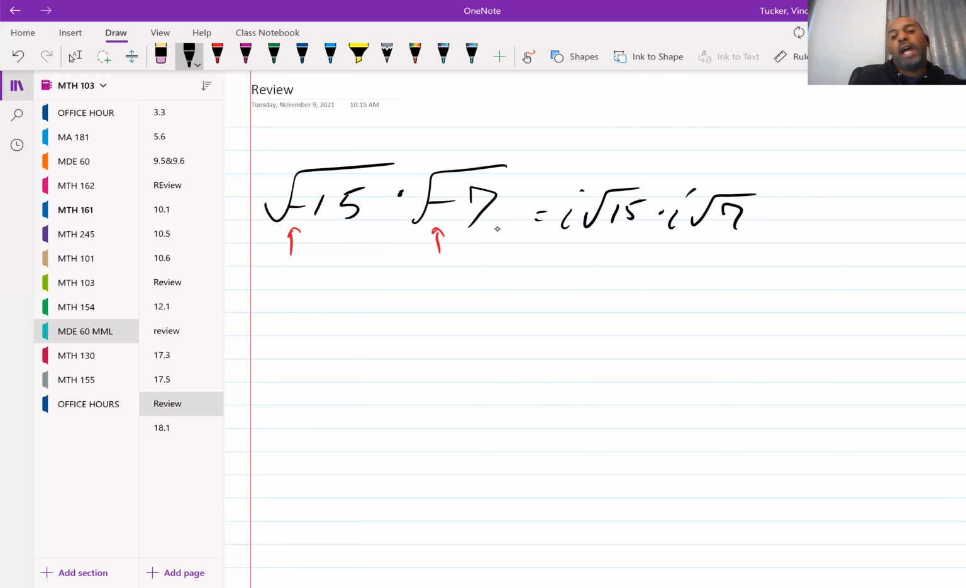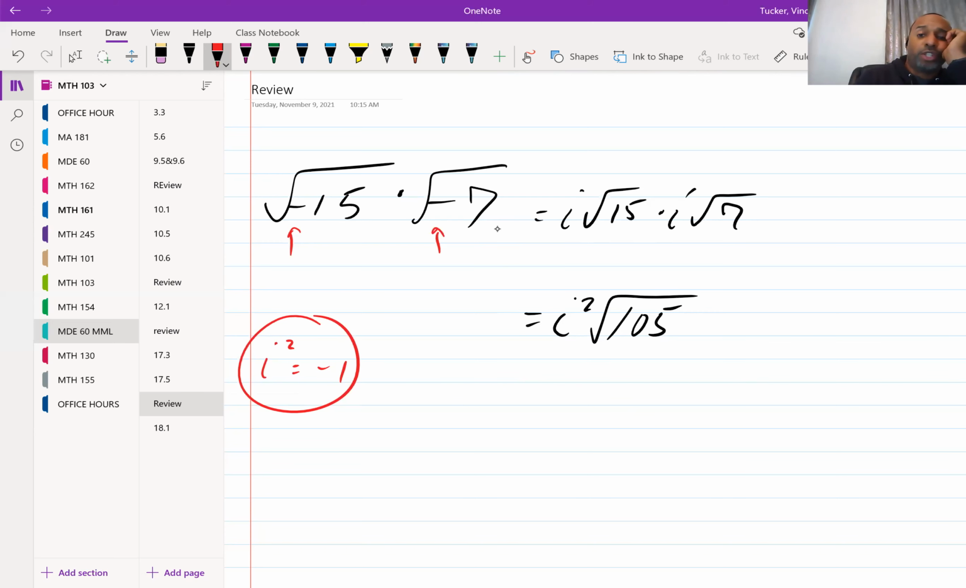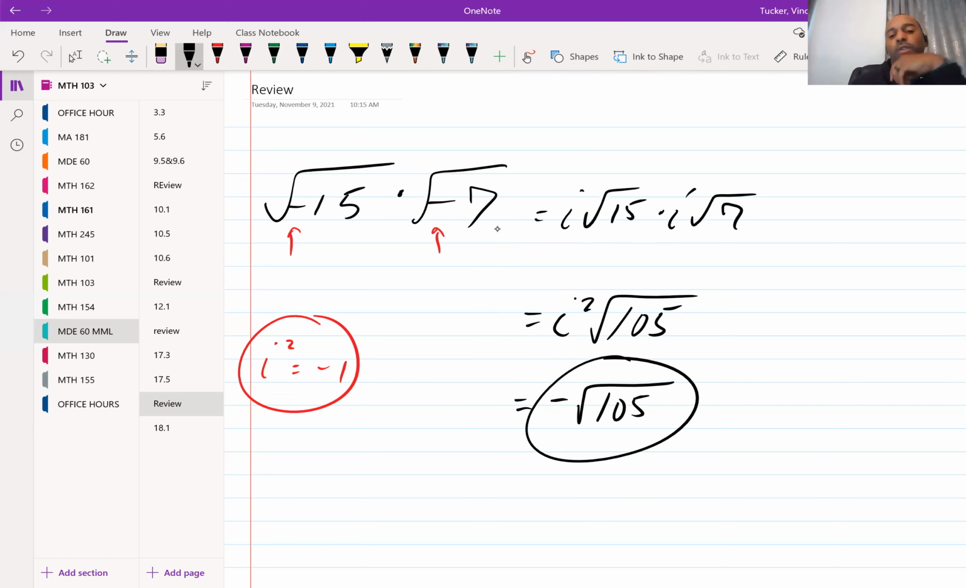Now you can multiply them together. I times i is i squared, and 15 times 7 is 105. Now, i squared simplifies to negative 1, so you should never have i squared as part of your final answer. So it's going to be negative. I can't break up that 105, so that's just negative square root of 105.